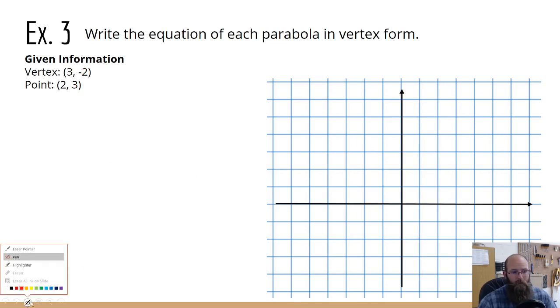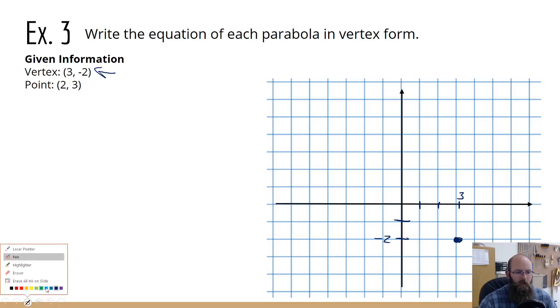It gets a lot of people nervous. So I start off by graphing my 2 coordinate points. My vertex is 3, -2. 1, 2, 3, down 1, 2. Put my little dot there. Then they give me a whole nother point.